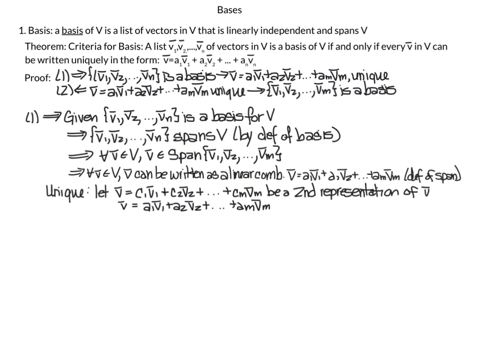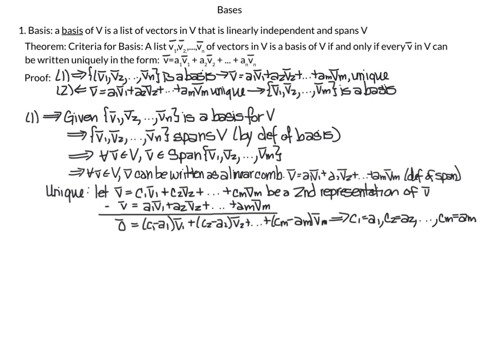Now the next thing we're going to do is subtract this representation from that representation. On the left-hand side, v minus v gives us 0. On the right-hand side, we get (c1 minus a1) times v1 plus (c2 minus a2) times v2 up to (cm minus am) times vm. But since this is all equal to 0, all these coefficients in front of our vectors must equal 0, which means that c1 must equal a1, c2 must equal a2, all the way up to cm must equal am.